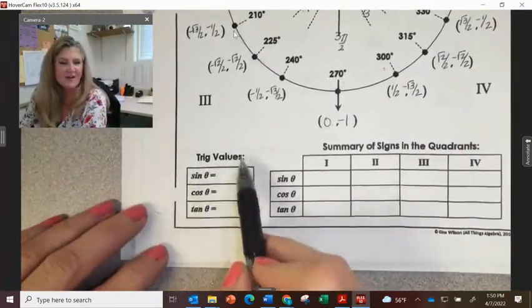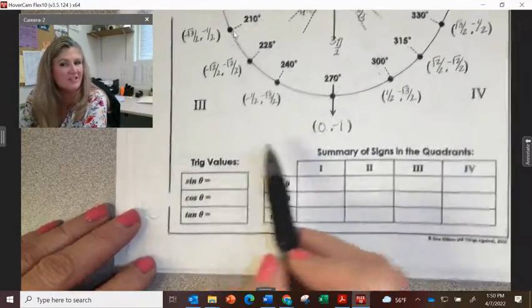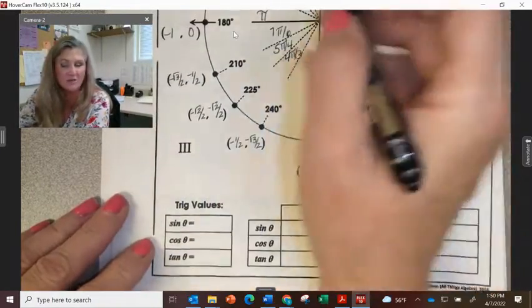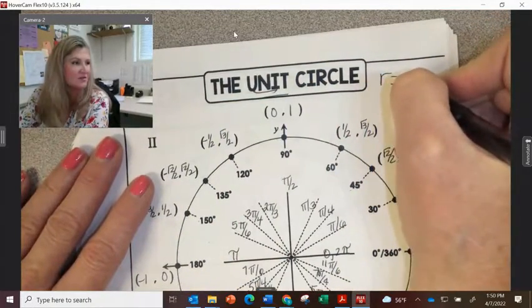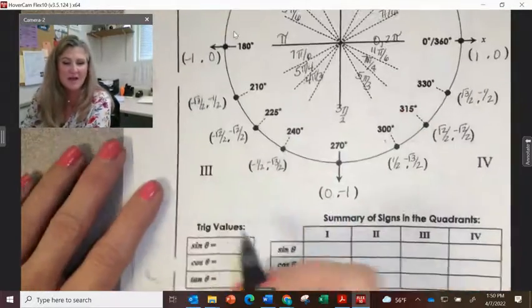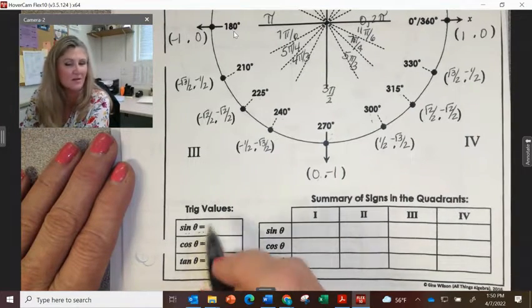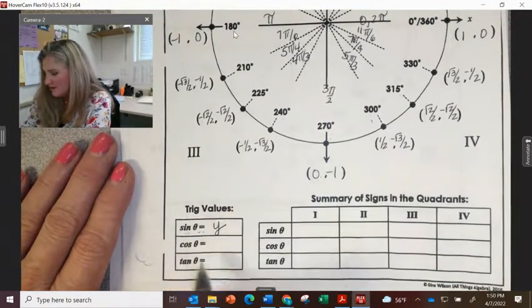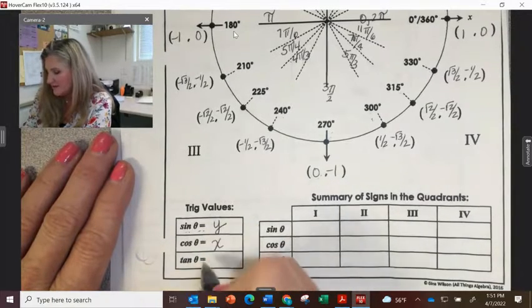All right, trig values. We used to say it was y over r, but what did we just make r? In the unit circle, r equals 1. So now what is sine going to be equal to? Not y over r, just y. What is cosine going to be equal to? Just x. Tangent, we still have to do what? Y over x.